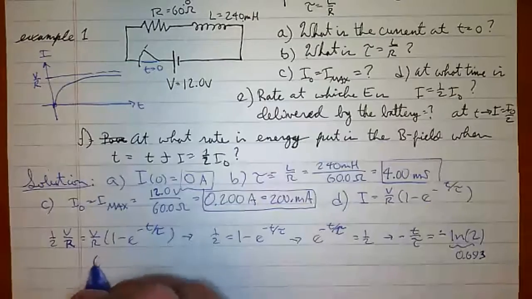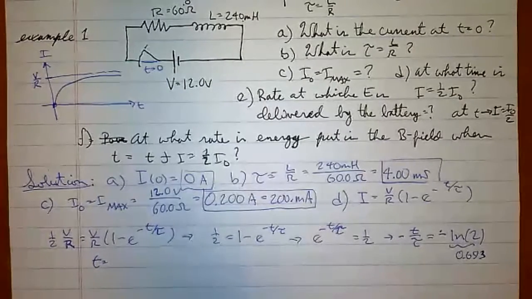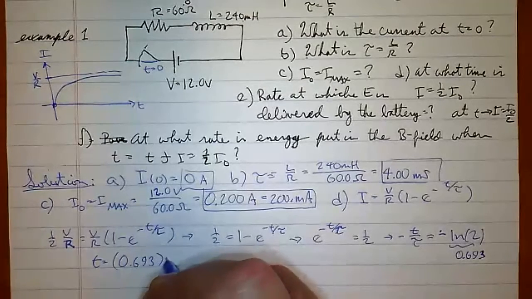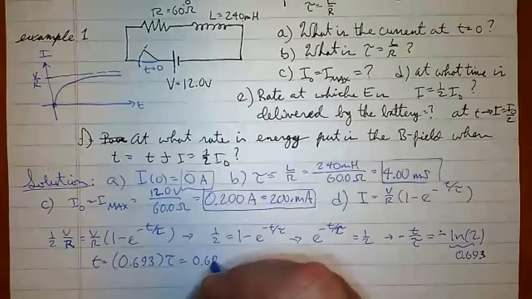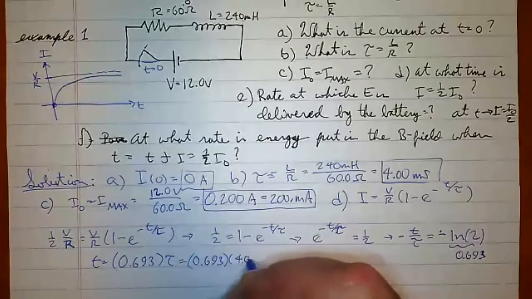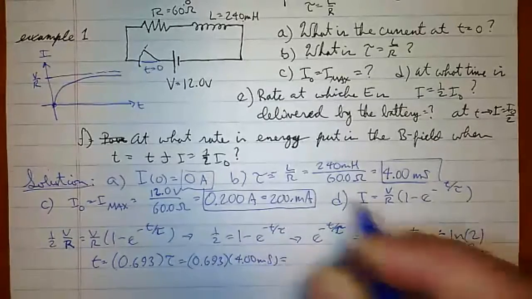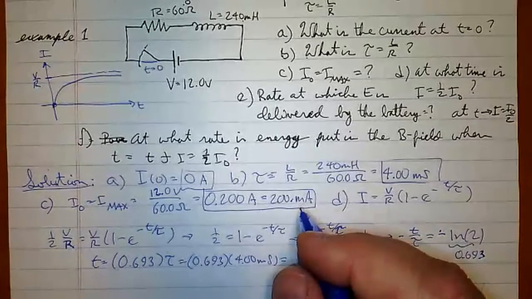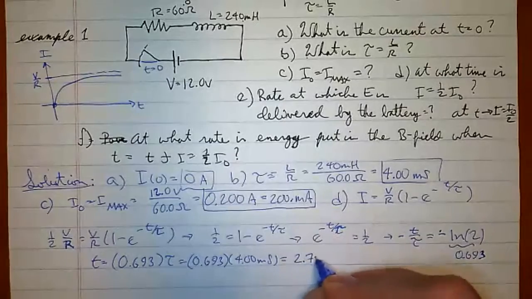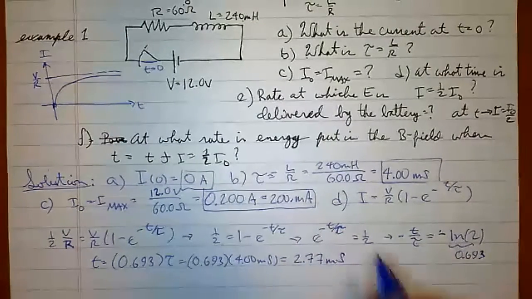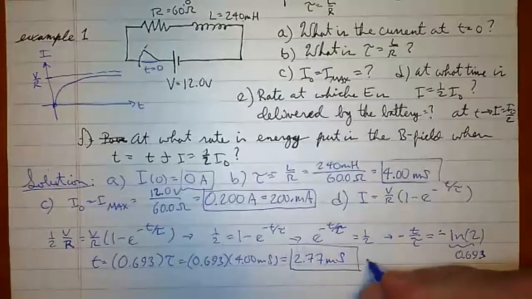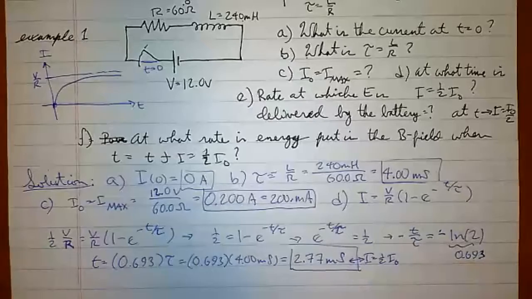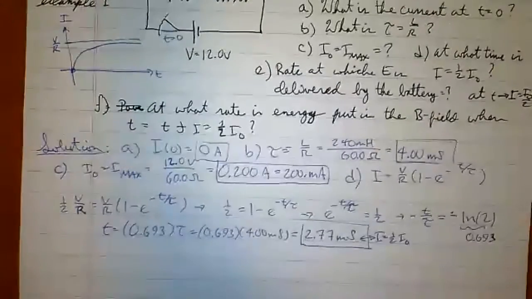So now I can see that t, the time at which this occurs, is actually equal to 0.693 times tau, which is 0.693 times 4.00 milliseconds, which gives me 2.77, if I remember correctly, 2.77 milliseconds. So that means I equals 1/2 I0. Okay, so that was part D. Does that make sense to everybody?